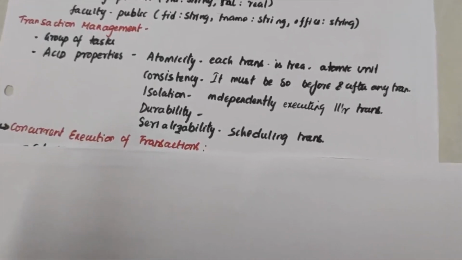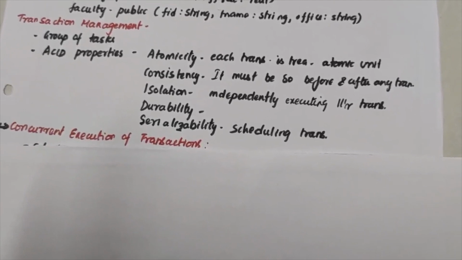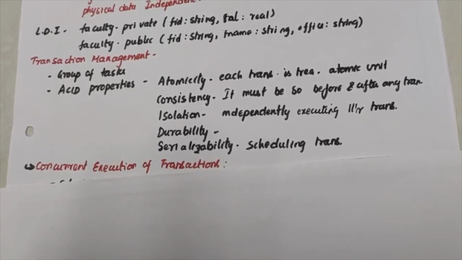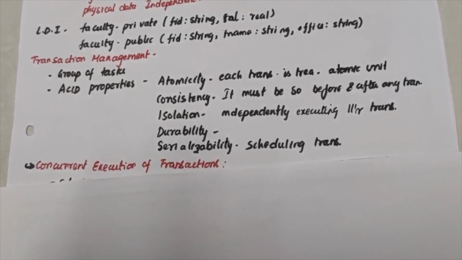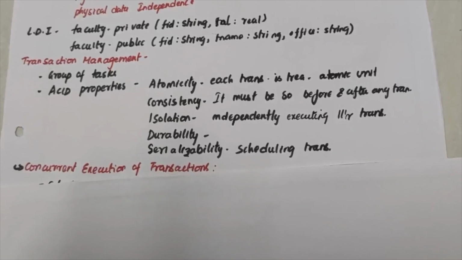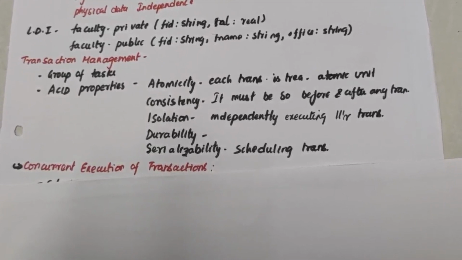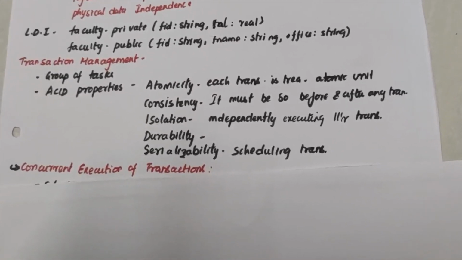We have certain properties for the transactions, and we call these properties the ACID properties. Let's see the ACID properties in brief. First, atomicity. Atomicity means we have to view each transaction as an atomic unit. That means each transaction we have to treat as an independent unit, and it has nothing to do with the other transactions that are occurring at the same time.